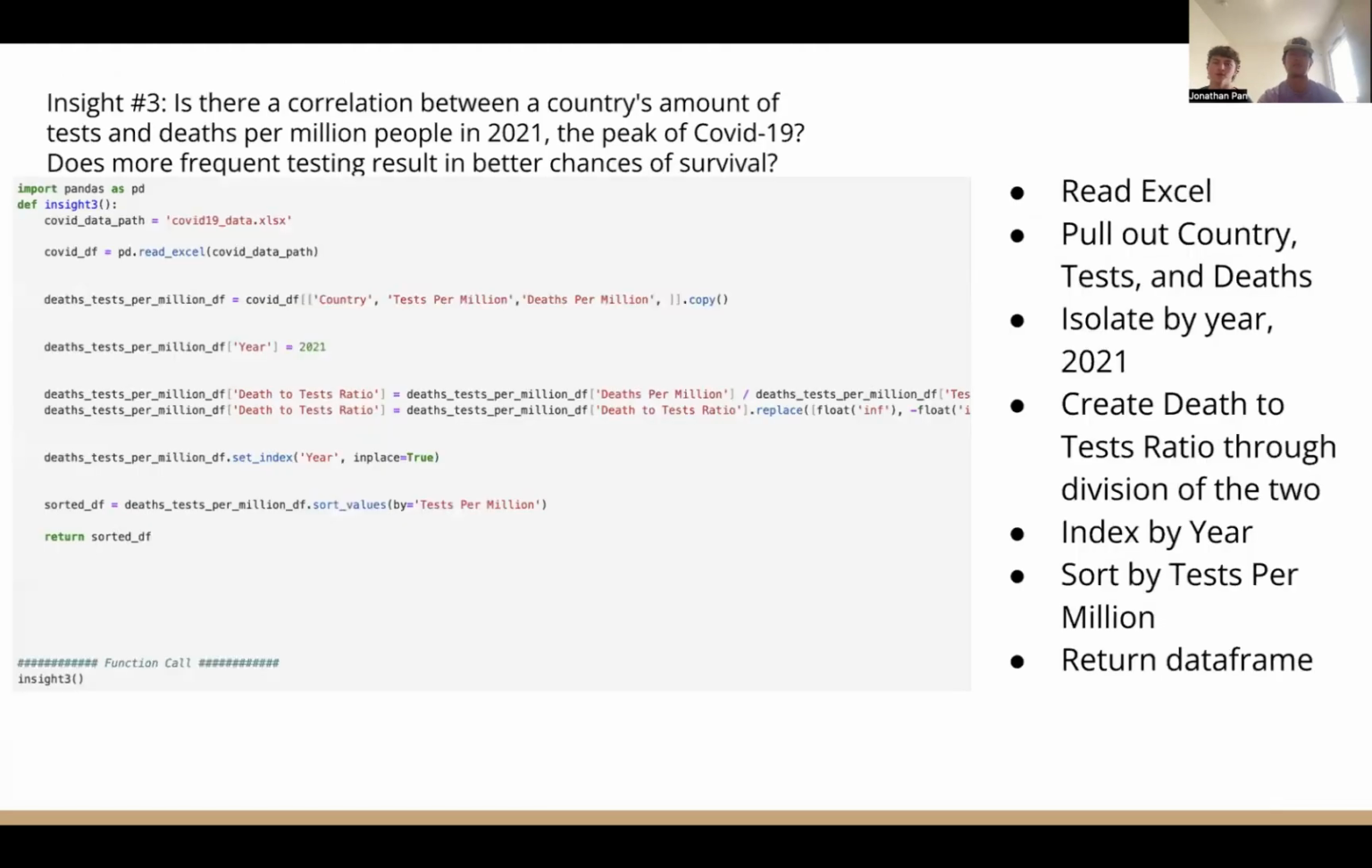For insight 3, we looked at, is there a major correlation between a country's amount of tests given and deaths per million for people in 2021, the peak of COVID-19? Does more frequent testing result in better chances of survival?